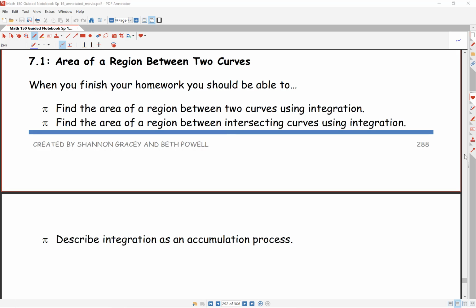Today we're going to be covering section 7.1 from the Larson text, which covers area of a region between two curves. This video is based on a guided notebook that I made.